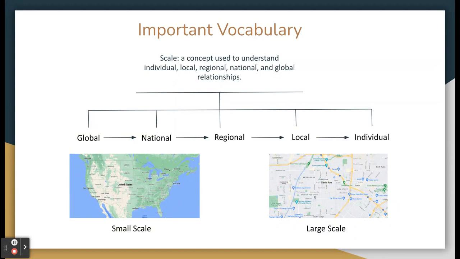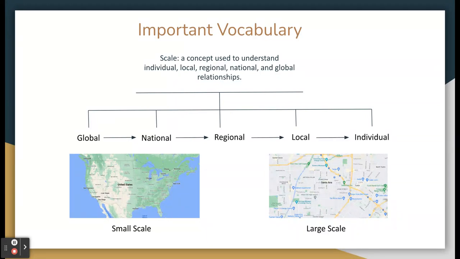Scale is a concept used to understand individual, local, regional, national, and global relationships. An example of a global relationship would be if the United Nations had come to a decision on an act. That act would impact the world on a global scale. If a small rural city had elected a new mayor, that election would impact the community on a local scale.